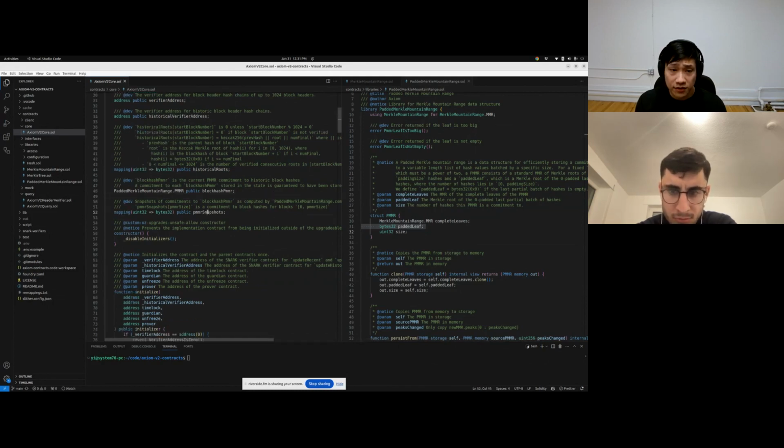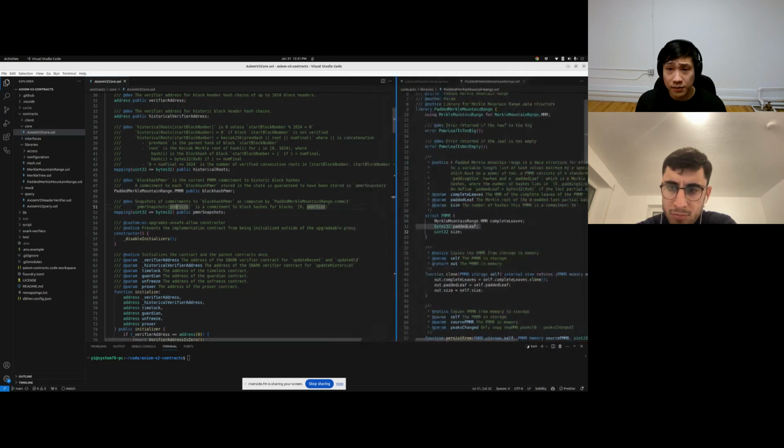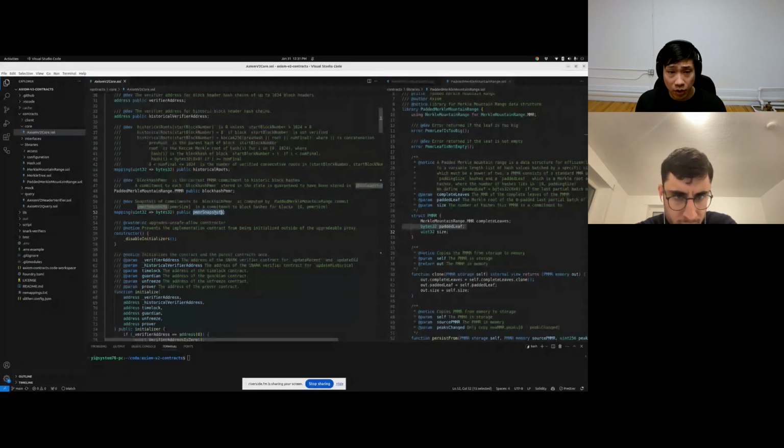We also keep snapshots of this PMMR indexed by the size of the range of block hashes that they commit to. In PMMR snapshots, either the value is 0 if there's nothing stored, or we have a hash of the padded Merkle mountain range, which commits to the blocks between 0 and PMMR size. So our goal in this Axiom V2 core contract is to keep the block hash PMMR and PMMR snapshots variables up to date as new block hashes are appended to Ethereum.